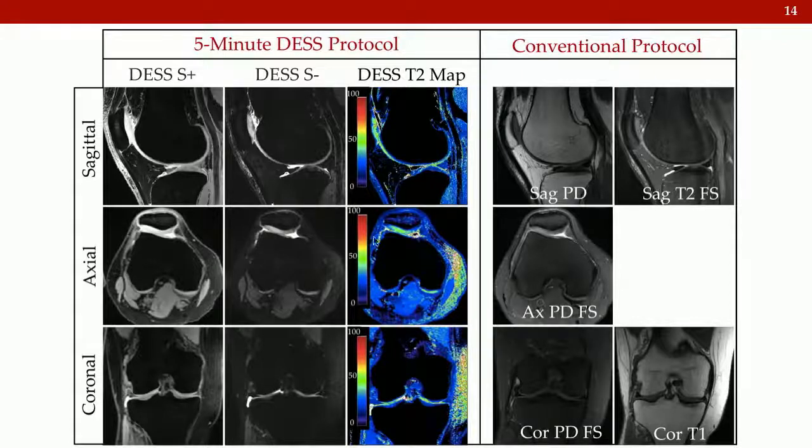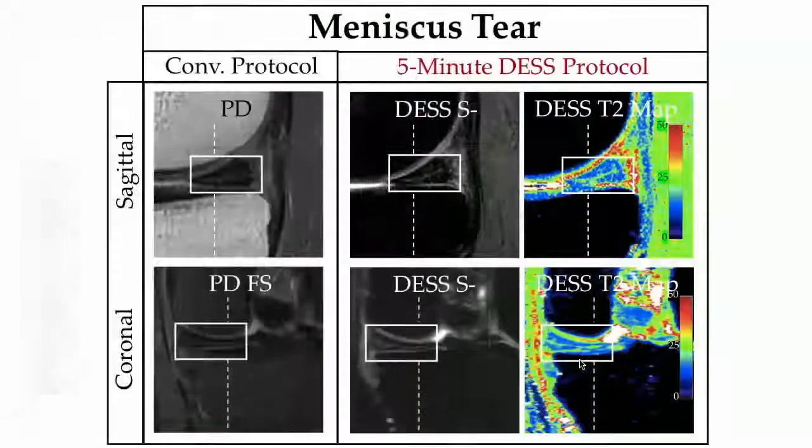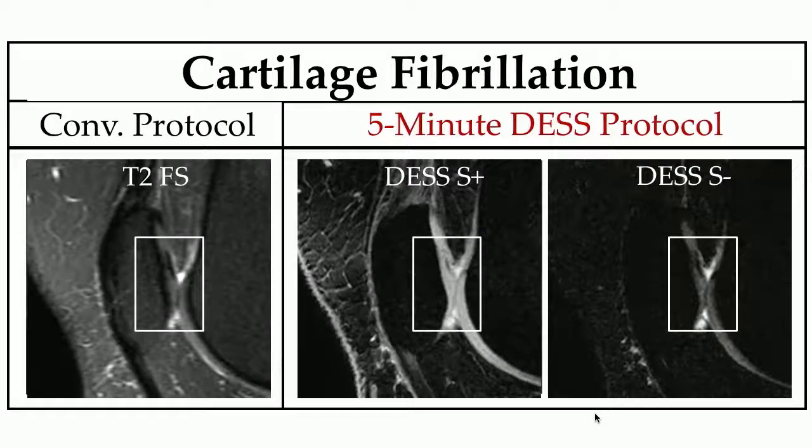So we compared this 5-minute DESS protocol with the different contrasts to our conventional FSE protocol, and we're able to see the usual things we're looking for on clinical scans, such as an ACL tear here on the DESS S-image, as well as on the T2 map, meniscal tears on the conventional sequences, and also on the DESS images and on the coronal reformat images as well. So much of the same information is there with a single 3D acquisition that we see with our conventional protocol.